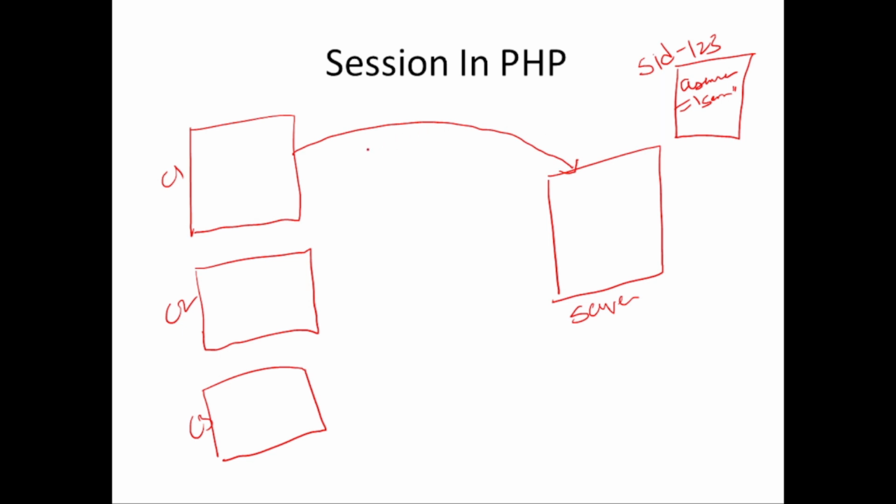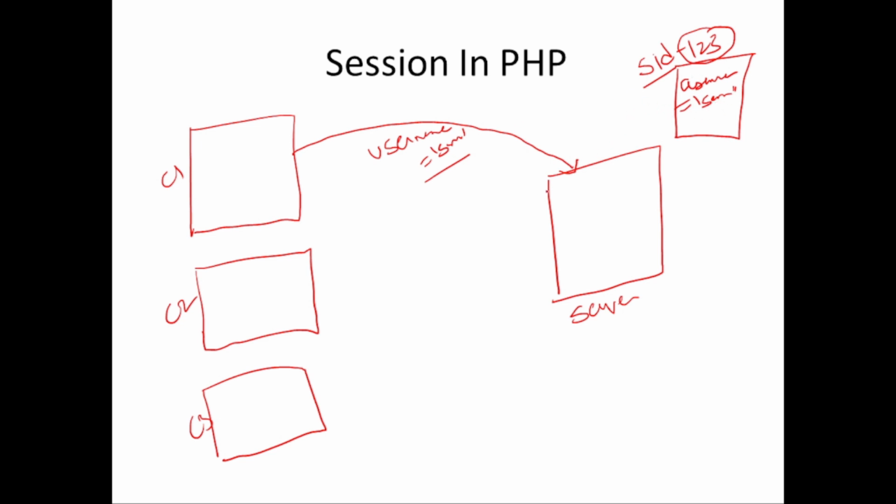So if the user enters the username Sam and then requests a session, what do we do? The server creates a file with a session ID. This is a unique ID, and it's a very long ID. For demonstration purposes, I've just given 123. And then it writes the data pertaining to the user, whatever data can be written to this file.